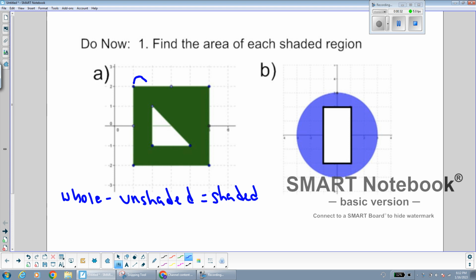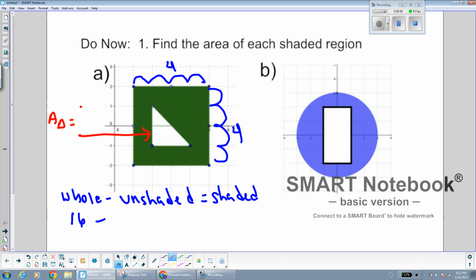So this is 1, 2, 3, 4 by 1, 2, 3, 4, 4 by 4. So the area of the whole is length times width, that's 16, minus the area of the unshaded part. The unshaded part is a triangle. The area of a triangle is equal to 1/2 base times height. And since this is a right triangle, it's really easy to see that the base and the height are the legs of the right triangle.